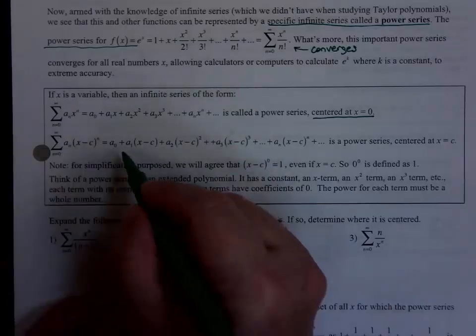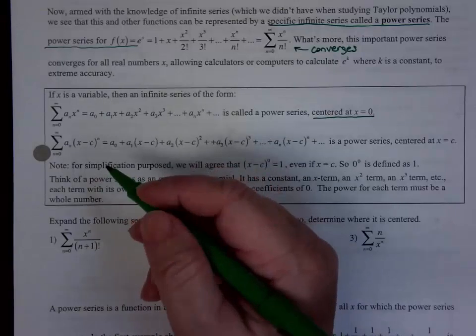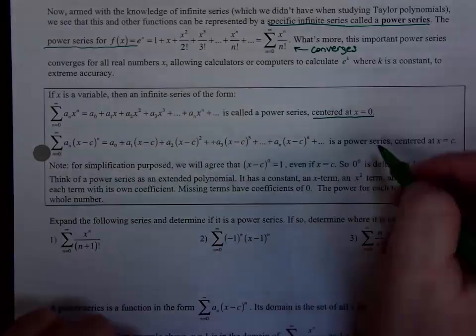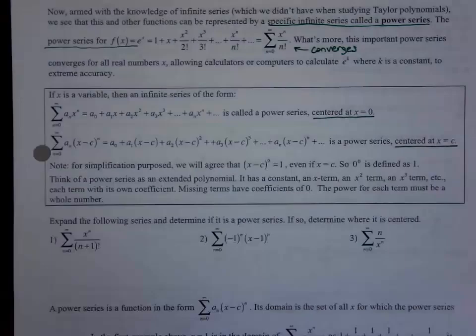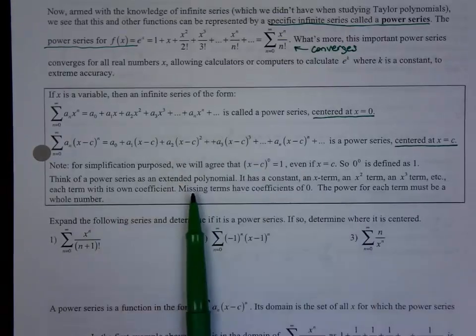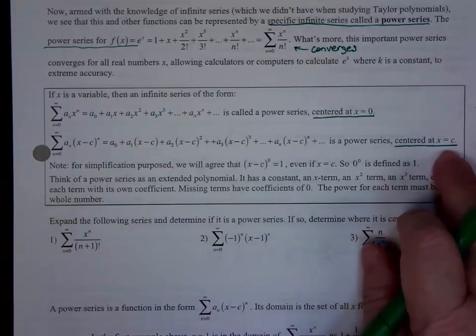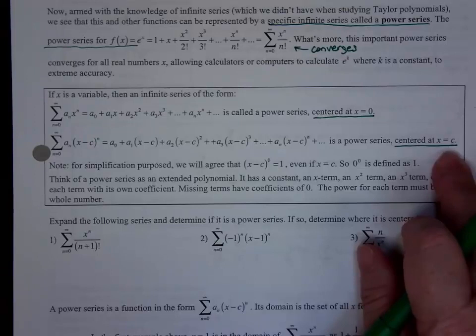The one below it is very similar, except it has a minus c in there. And this one is centered at x equals c. You will be asked to find the center on every one of these power series. So, if you don't see the x in a parentheses with something else, it's centered at 0. If you do see it in a parentheses with something else, if it says x minus c, it's centered at positive c. That's basically the point of tangency when you're comparing it to a Taylor polynomial.